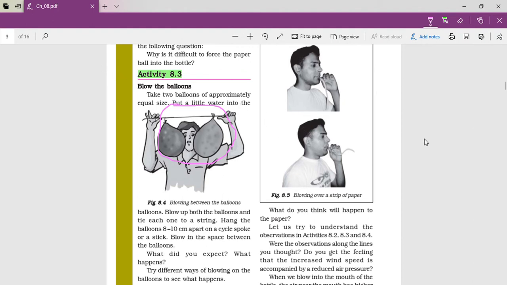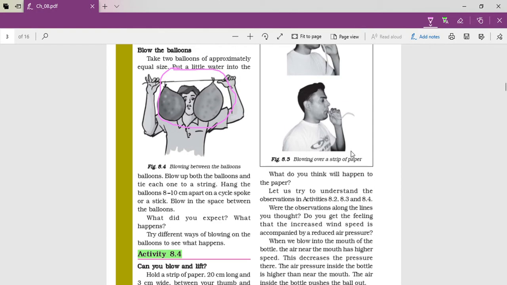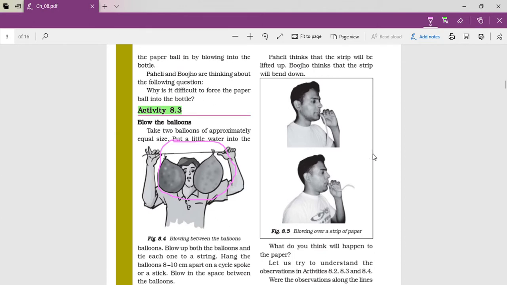Hello students, in the previous class we have studied activity 8.3. Now we will start activity 8.4. Hold a strip of paper 20 cm long and 3 cm wide between your thumb and forefinger as shown in figure 8.5.